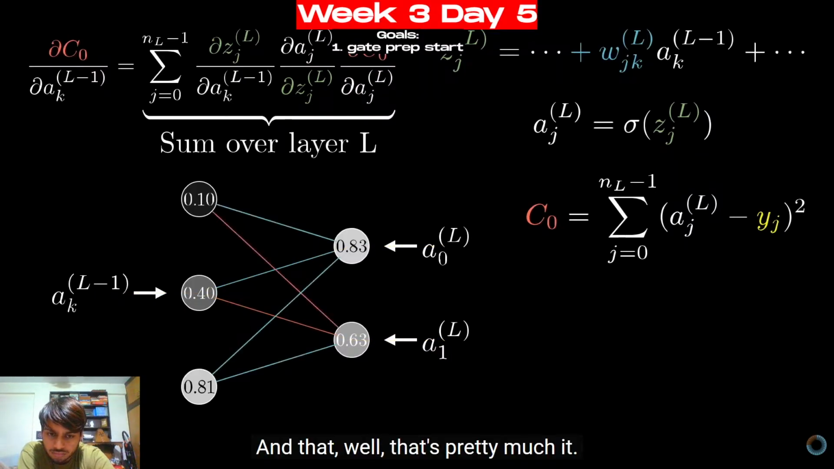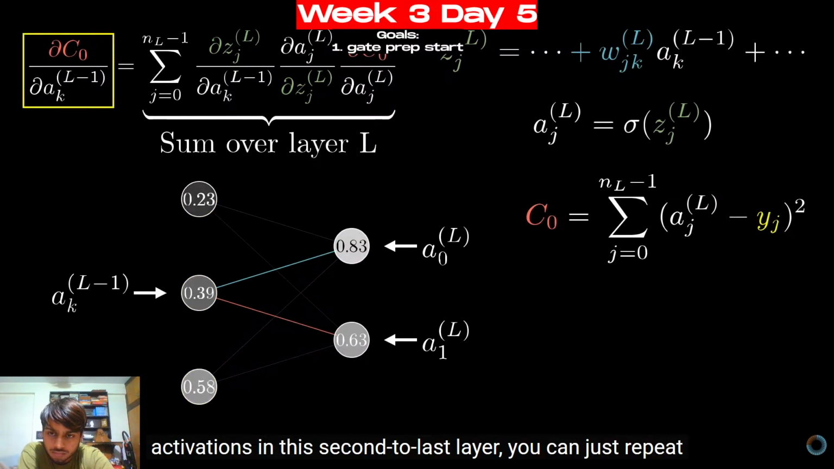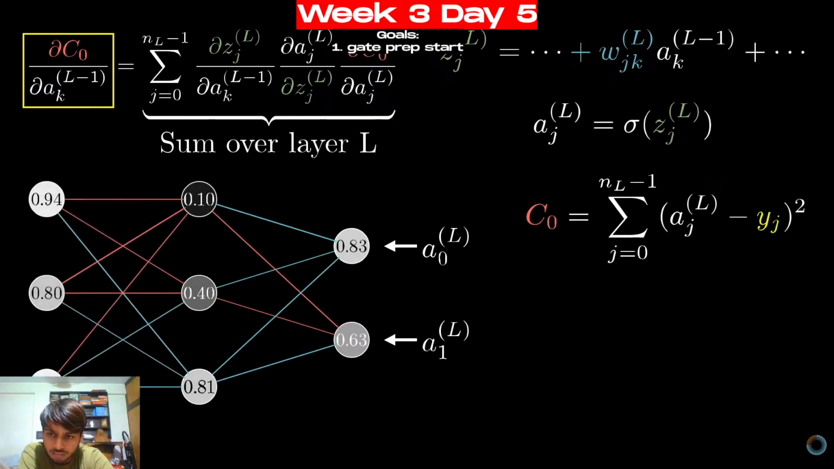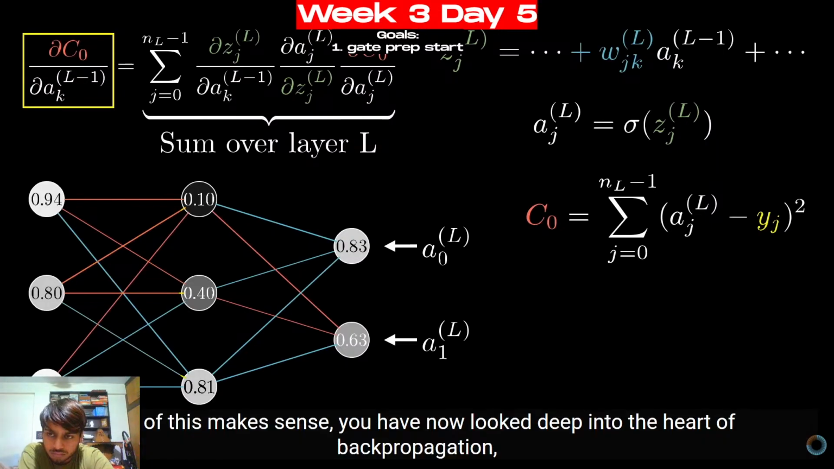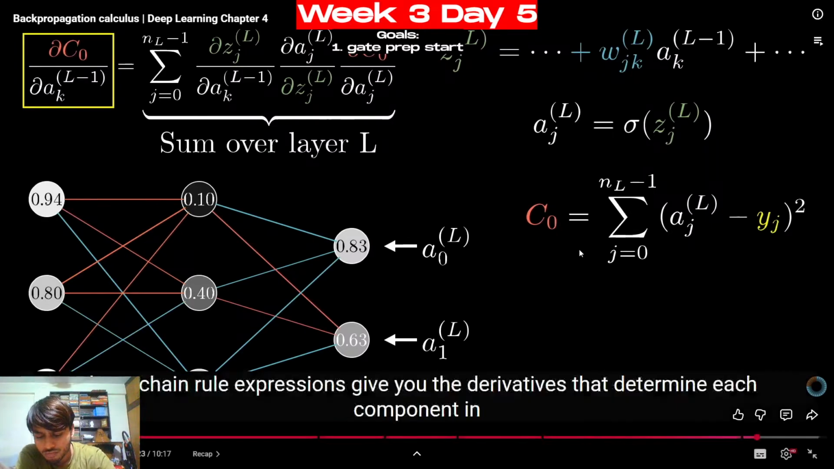And that, well, that's pretty much it. Once you know how sensitive the cost function is to the activations in this second to last layer, you can just repeat the process for all the weights and biases feeding into that layer. So pat yourself on the back. If all of this makes sense, you have now looked deep into the heart of backpropagation, the workhorse behind how neural networks learn.